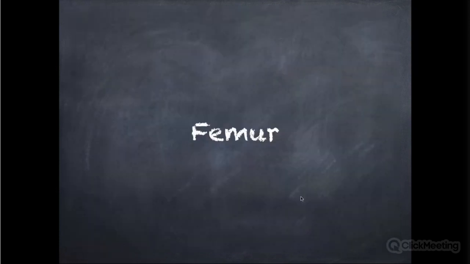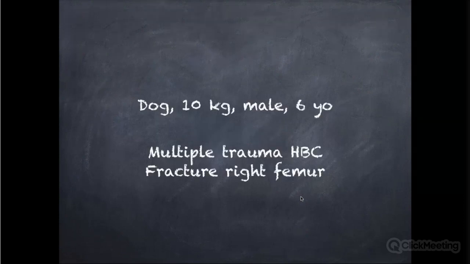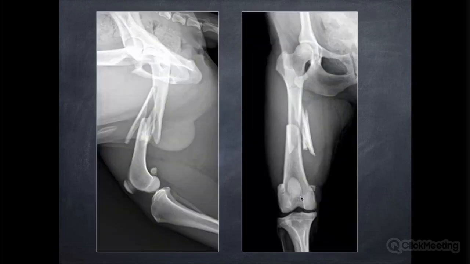For the femur, for example, this is a 10 kilogram dog with multiple traumas, hit by a car, with a fracture of the right femur. As usual, we have segment superimposition, overlapping. This is very normal. What we can do to restore the original functional, physiological length is apply traction.